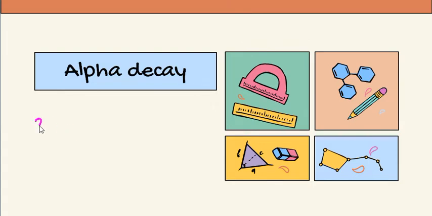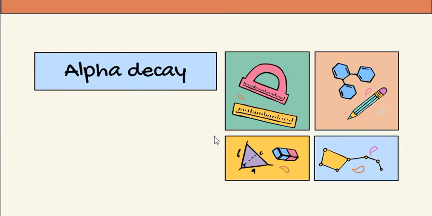When an unstable nucleus emits two protons and two neutrons, we will say that the nucleus has emitted an alpha particle. So if we want to explain alpha decay, we will say that alpha decay is a process in which an unstable nucleus transforms into a new nucleus by emitting an alpha particle, and that alpha particle is a helium nucleus. Since an alpha particle has two protons and two neutrons, after alpha decay the parent nucleus X transforms to a daughter nucleus Y with mass number smaller by 4 and atomic number smaller by 2.